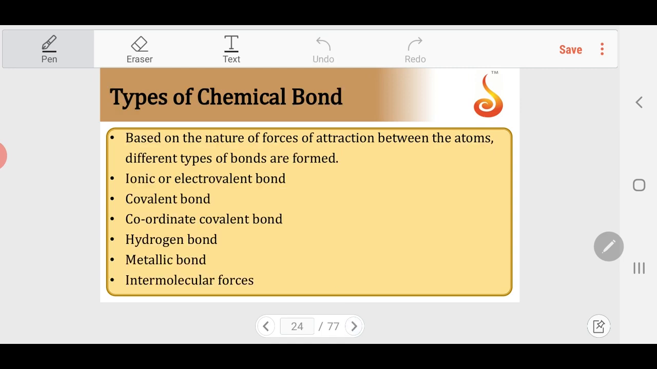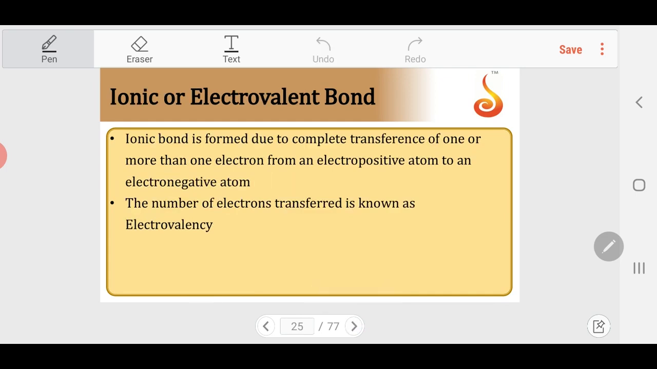So, the different types of chemical bond. We know the ionic or electrovalent bond, then covalent bond, coordinate covalent bond, hydrogen bond, metallic bond and intermolecular forces. These are the different types of attractive force existing between the atoms in a molecule. We will take them one by one.